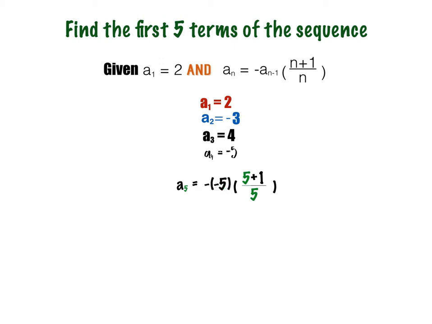I know the value of a sub 4 is negative 5. Negative and negative makes a positive. Cancel out my 5's, I'm left with 6.